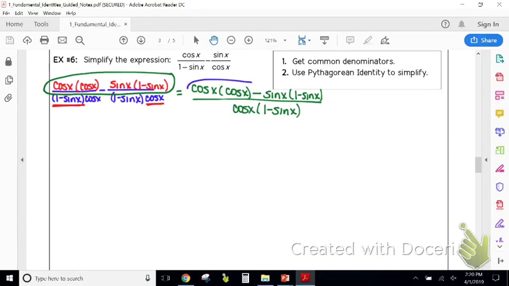So now let's combine. So cosine times cosine is? Cosine squared. So I have cosine squared of x. Let's distribute this negative sine of x. So what's negative sine of x times 1? Negative sine of x. And what's negative sine of x times negative sine of x? Sine of x squared. Positive sine squared over the common denominator.